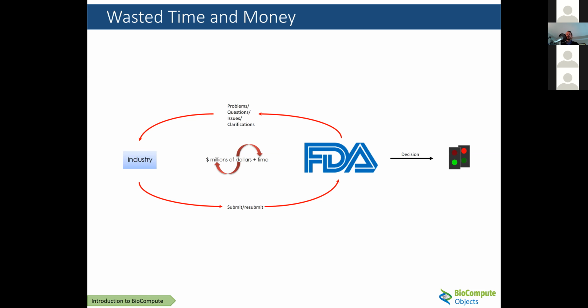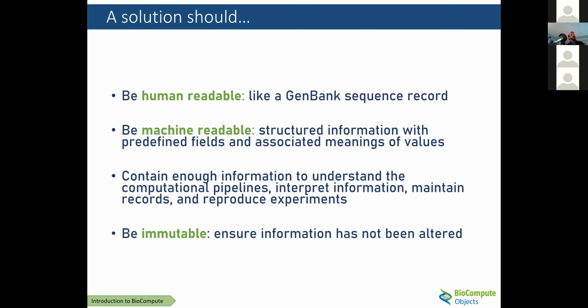And so in 2014, the Genomics Working Group at the FDA, which is a cross-FDA working group, held a special session to try and address this topic. And they produced an internal document that's summarized by these 4 points. Number 1, any solution to this problem should be human readable, kind of like a GenBank sequence record. Number 2, it should be machine readable so that you can work with those fields in some way. So there's predictable structure to it.